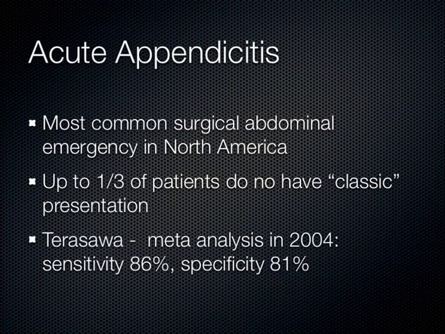Okay, switching gears, finally, the appendix. Acute appendicitis is very, very common, okay? It's the most common surgical abdominal emergency in North America. About a third of patients, though, don't have that classic presentation, which is generalized abdominal pain that then locates itself to the right lower quadrant, what we call McBurney's point, and associated with anorexia and elevated white blood cell count. That's the classic presentation I just described to you.